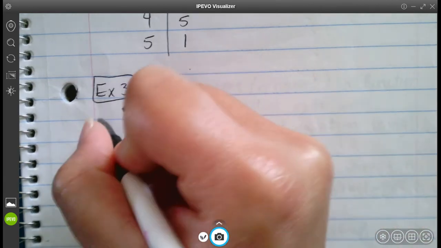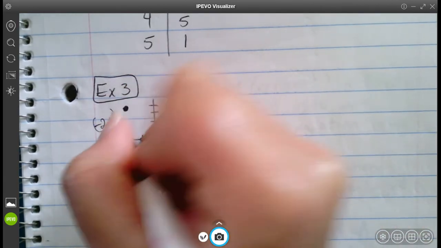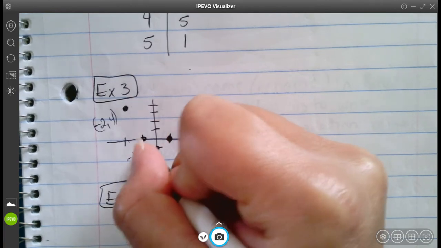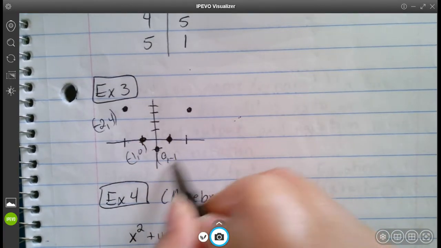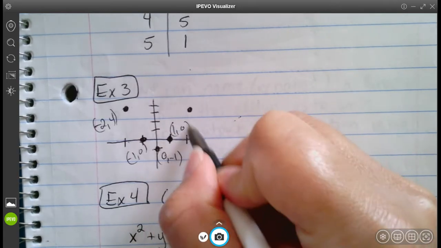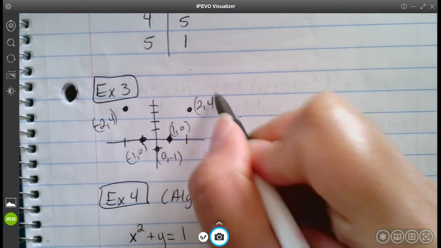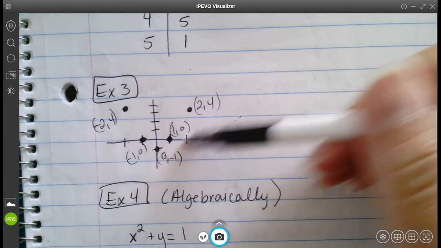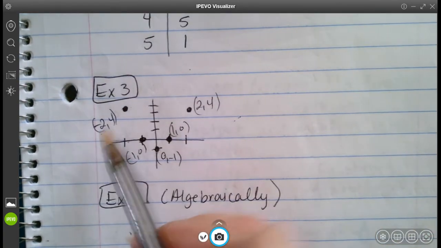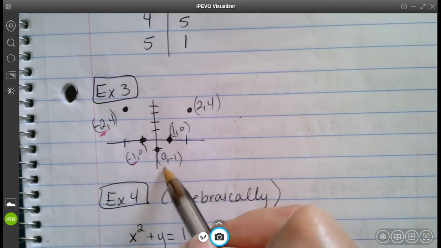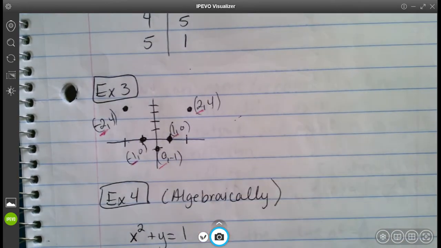I could, if I don't want to do that, even label everything. I could say, well, this one looks like it's (-2, 4). This one is (-1, 0). This one is (0, -1), (1, 0), and (2, 4). So I could do it a couple ways. If I do it this way, I can see that all of my x's, so all of my input values here, are different. So we are good to go.